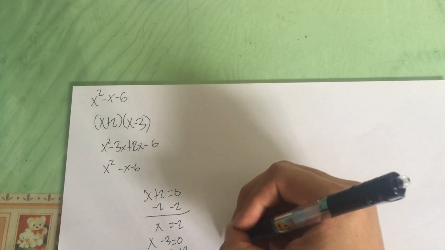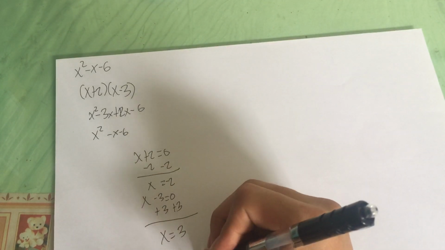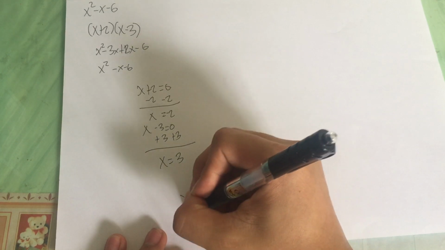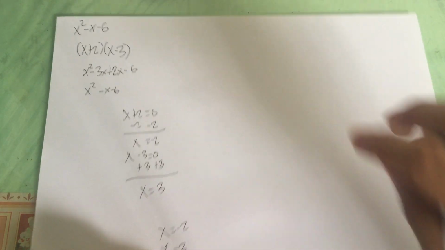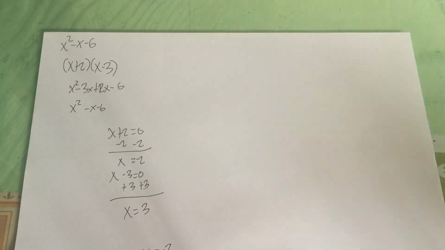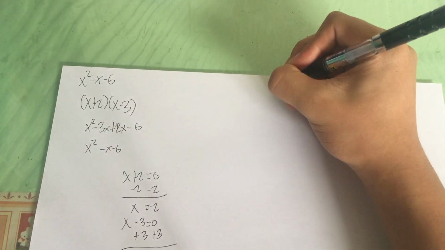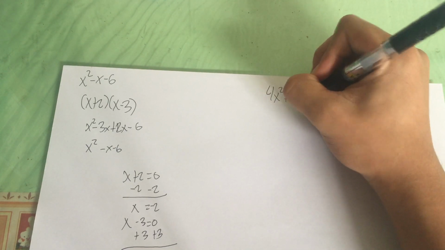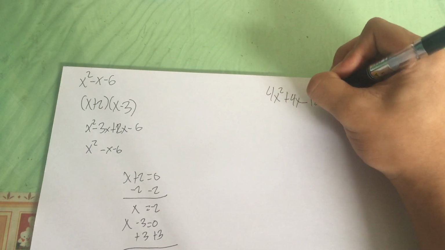So your answers will be x equals negative 2 and x equals positive 3. Now let's try a quadratic trinomial where the leading coefficient is not 1. So let's put 4x squared plus 4x minus 120.